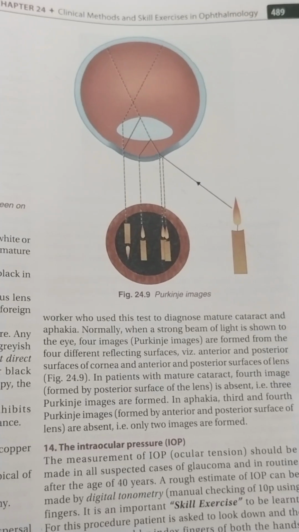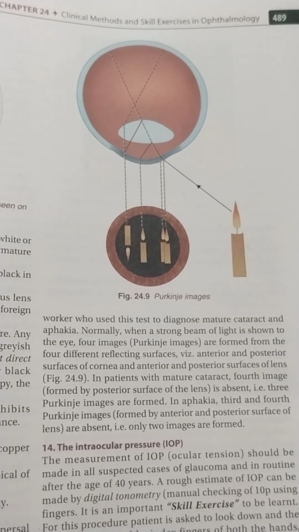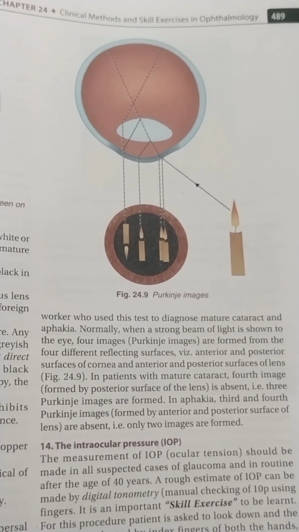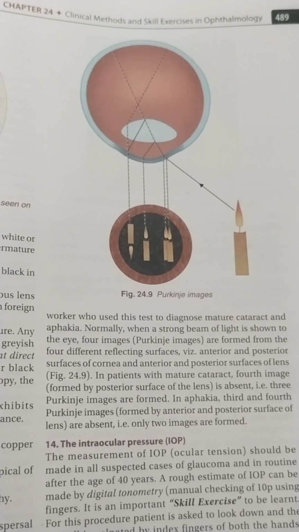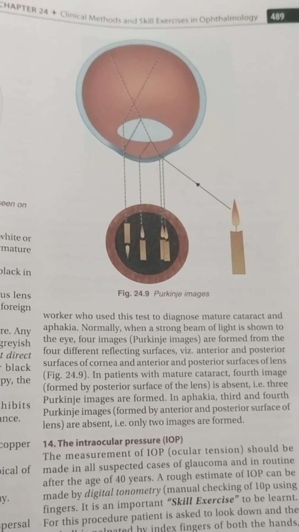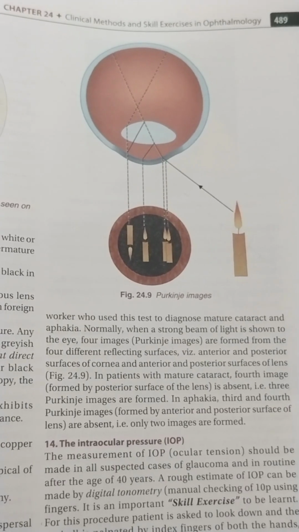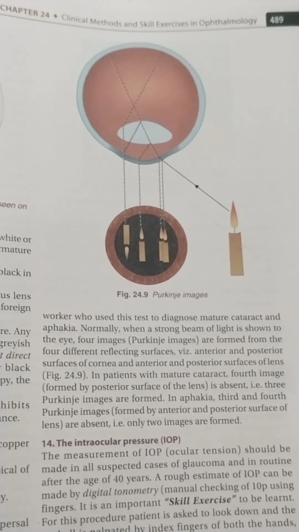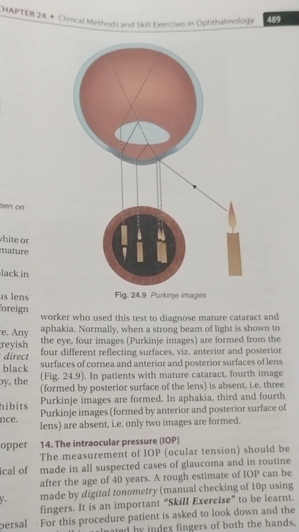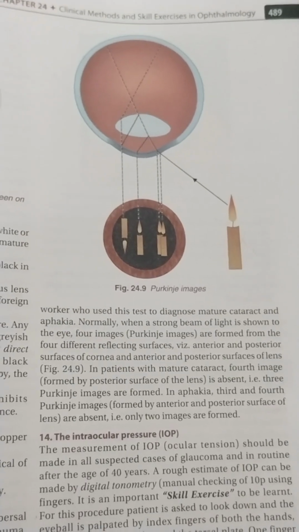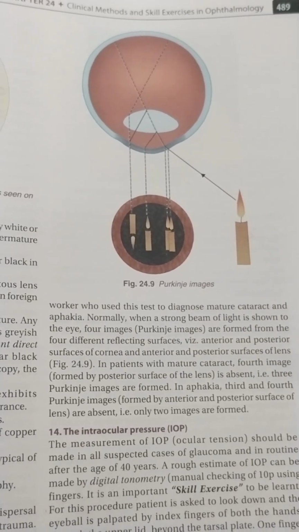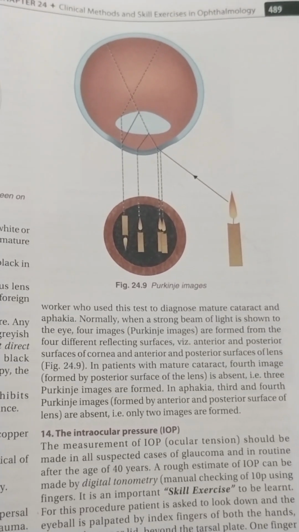See, first, when you see the object directly, you will find the first inverted image. Then it will get erected after the first refraction, and at last you will see an erect image. At last there is only one image, meaning the perception is only one image. But normally how many Purkinje images will be there?